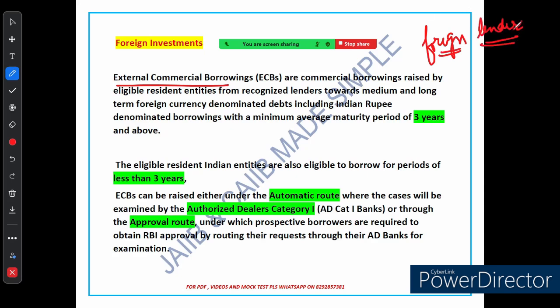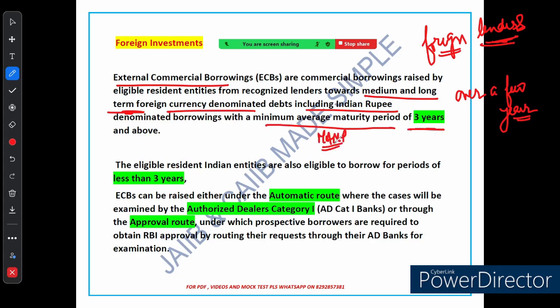Now these loans are mainly for medium to long term. Remember, this is the keyword, medium and long term, meaning they have to be paid back over a few years. That's the key point. Now, it can be in the form of foreign currency or even in Indian rupees. The minimum time for paying back these loans is usually 3 years. That is called the minimum average maturity period. In short, I call it MAMP. MAMP is the minimum time for paying back these loans, which is usually 3 years.